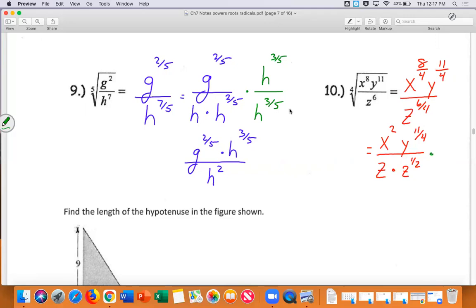So I'm going to multiply by z to the 1/2 over z to the 1/2. My answer would be x squared times y to the 11/4, times z to the 1/2, all over z squared. Not too bad, right? The bottom, z, and that's 1.